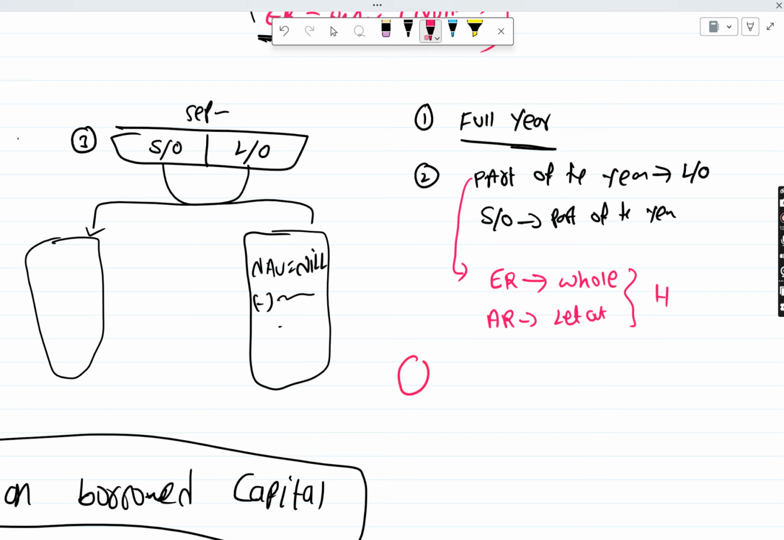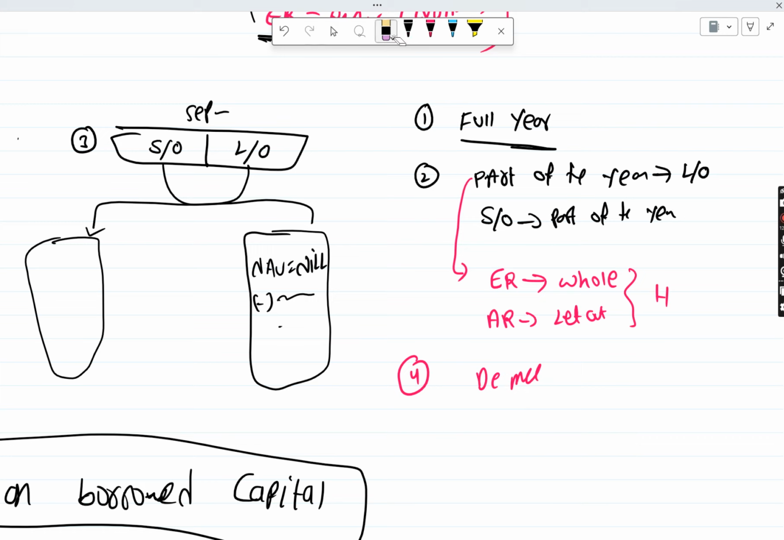Then what is the fourth scenario? Deemed to be let out. Here we can choose any two properties as self occupied or unoccupied property. Let's just say you have 4 properties, out of that you can choose any 2 properties as self occupied or unoccupied property. The remaining properties will be considered as deemed to be let out.